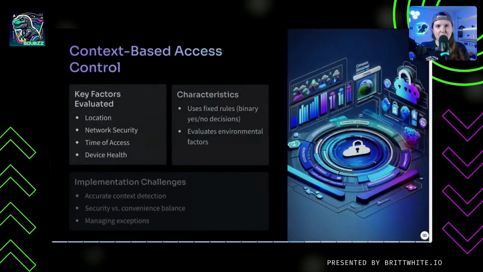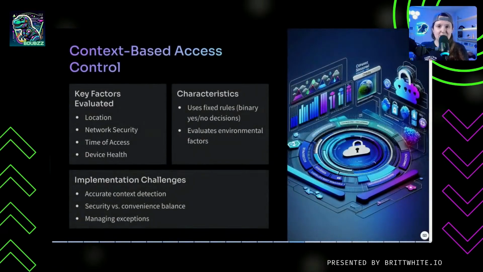Now let's explore context-based access control. This model evaluates environmental factors to make access decisions. Think of it as a smart security system that adapts based on the situation. When you try to access a system, there's quite a bit that's happening behind the scenes.